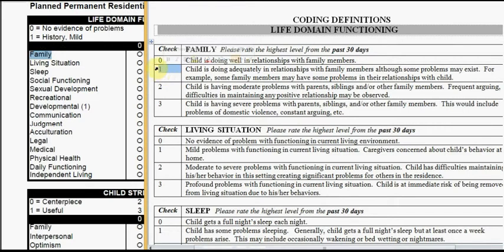A 2, the child is having moderate problem with parents, siblings, and or other family members. There's frequent arguing, difficulties in maintaining any positive relationships may be observed. A 3, the child is having severe problems with parents, siblings, and or other family members, and this would include problems of domestic violence, constant arguing, etc.